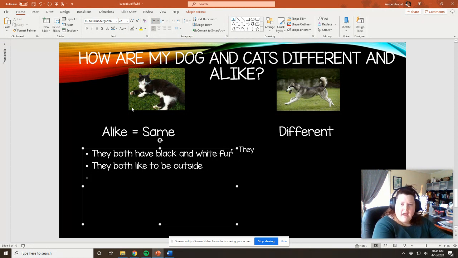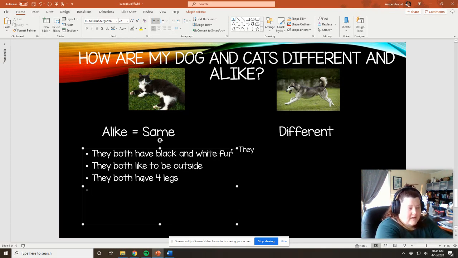I know. I'm going to look at their appearance some more. I noticed they both have 4 legs. Let's see if I look at 1, 2, 3, 4. 1, 2, 3, 4. So I can say they both have 4 legs. What else could I say about the cat and the dog? That's how they're alike.